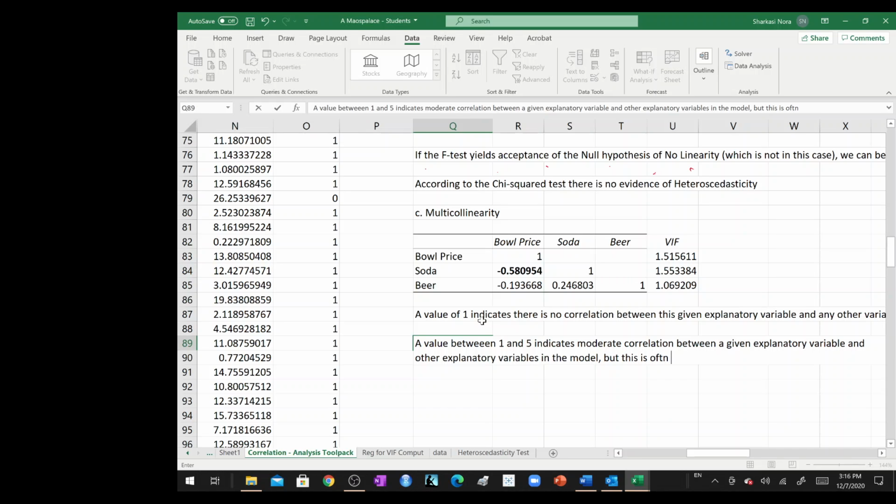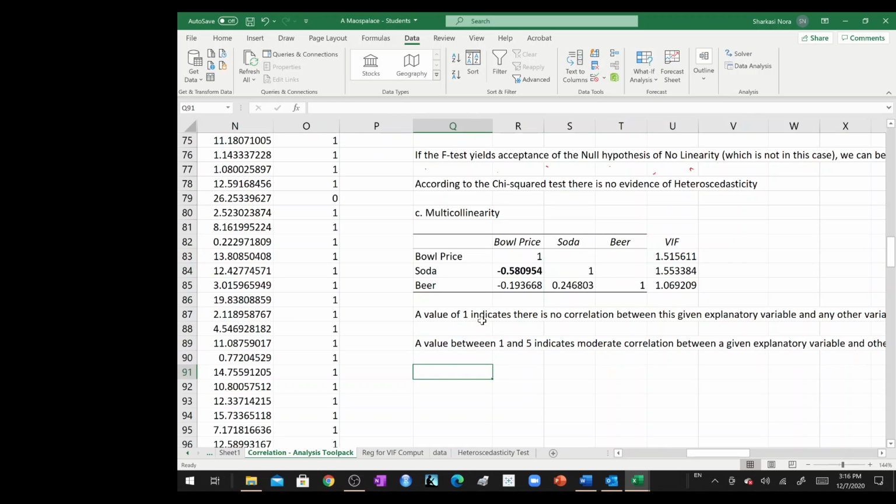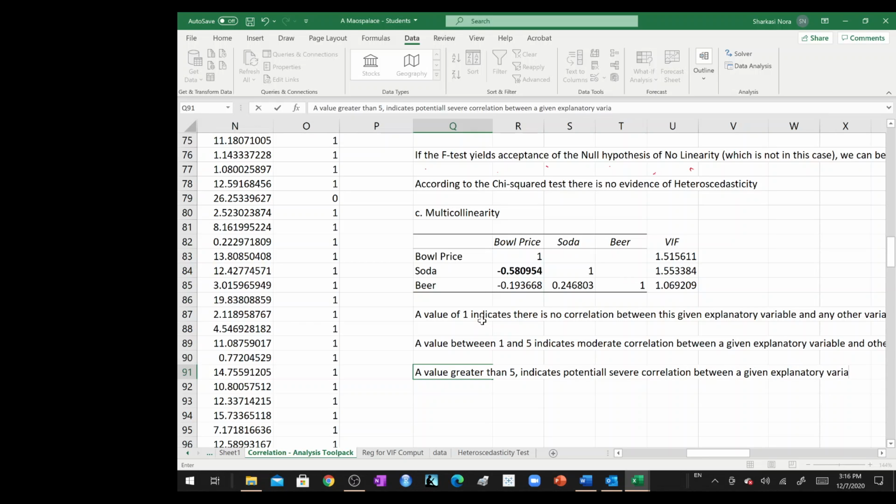But this is often not severe enough to require attention. Now, when the values are greater than 5, this indicates potentially severe correlation between a given explanatory variable and other explanatory variables. Of course, the given explanatory variable is the one that was the dependent variable in the model, and other explanatory variables in the model. And what do we do then?